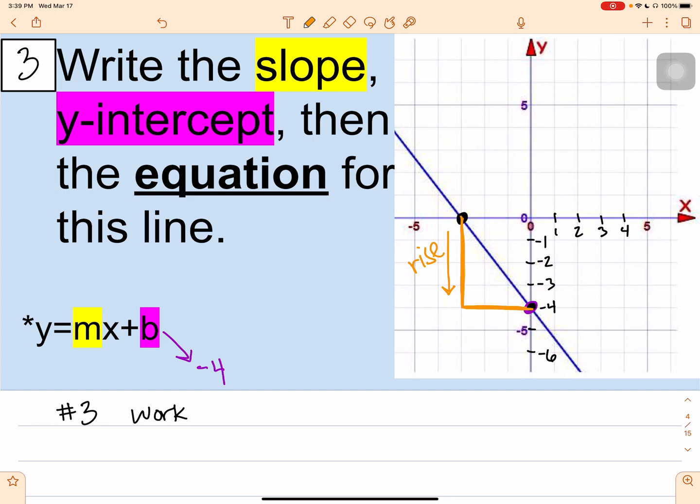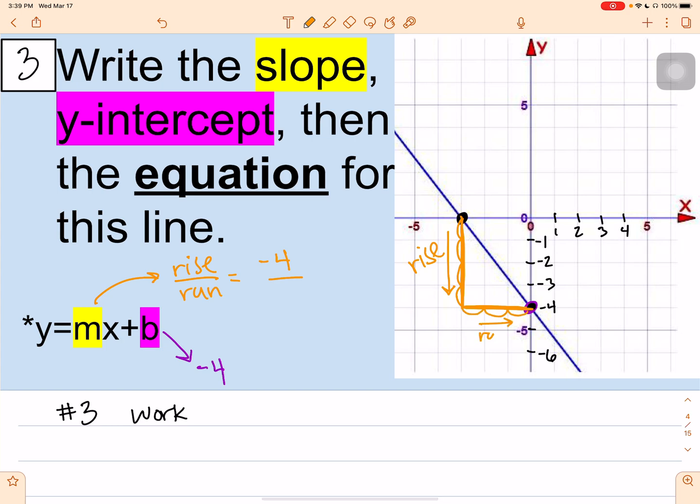Okay, so here, since we're going by ones, we can count 1, 2, 3, 4. So for my slope, rise over run, my rise is a -4 because I went down 4. And now if I look over here, I go 1, 2, 3.